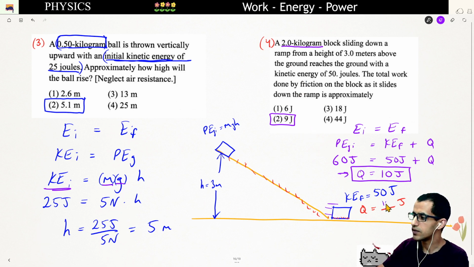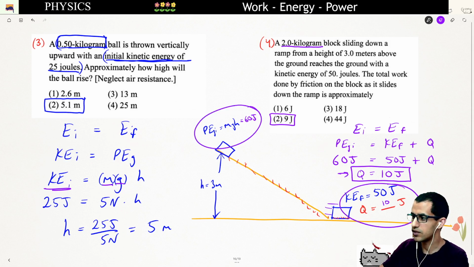So this answer here is 10. And this was 60 joules. So we can see the conservation of energy. We start off with 60 joules of energy. We end up with 60 joules of energy.